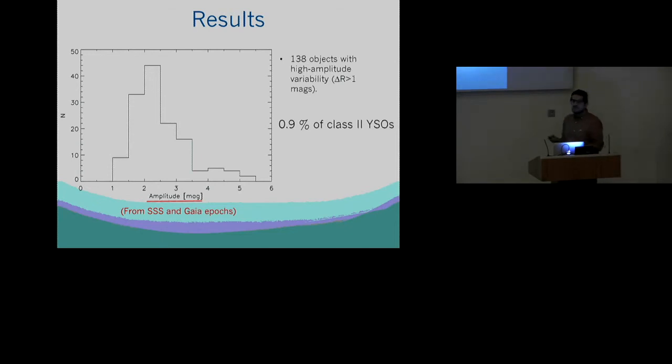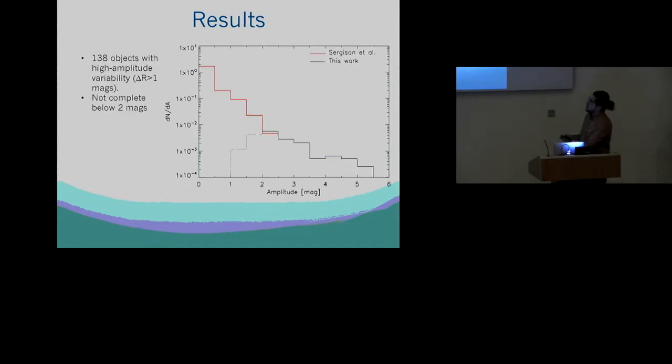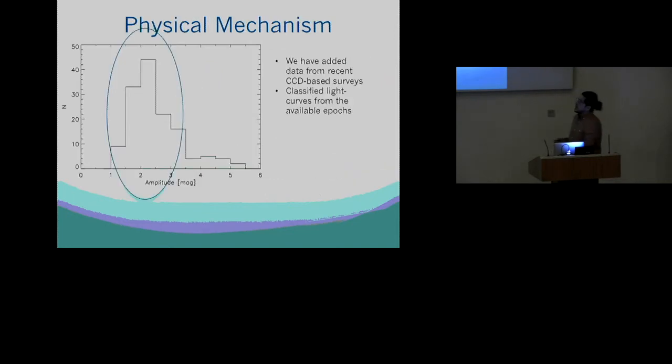So these are the most extreme variable class 2 YSOs. And this is a distribution of the amplitudes for these objects. Well, I'm not going to talk too much about this. Basically, it was to show that we are not complete below 2 magnitudes in amplitude, but we are complete towards larger amplitudes, which is what we are looking for, these long-lasting accretion events.